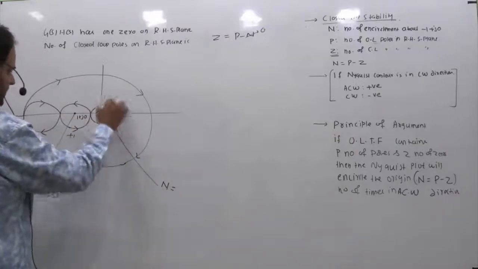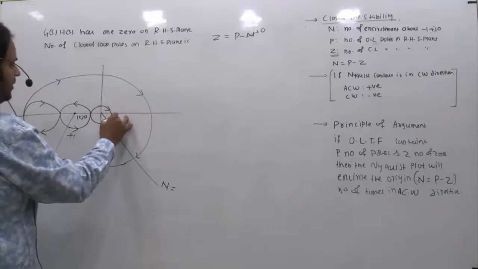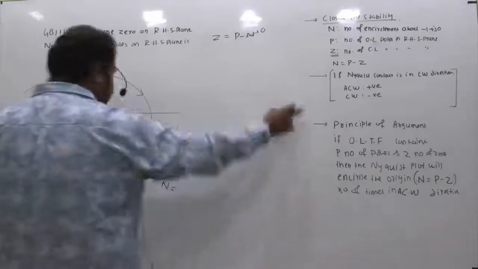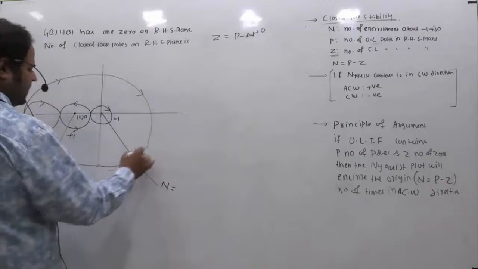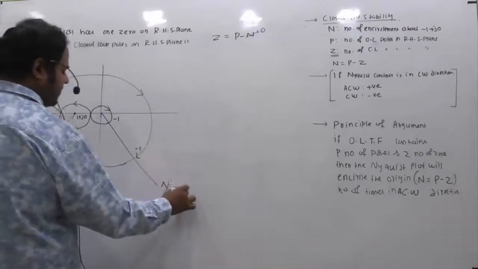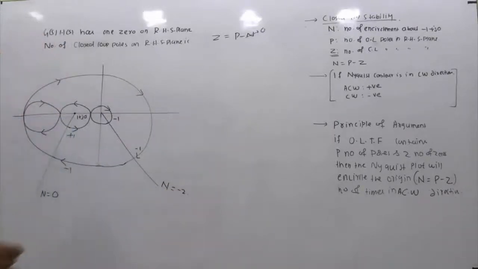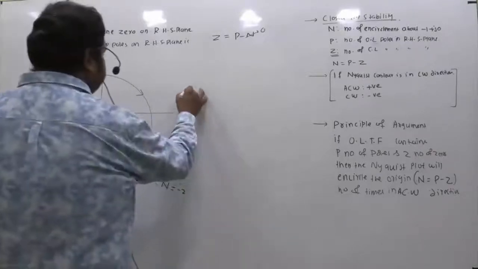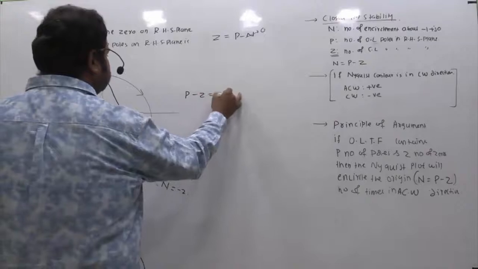One is here, you can see it is in the clockwise direction. So I will be taking it as -1 as per these conventions. Again this is -1 because again this is clockwise. So N is equal to -2. If you take N equal to -2, okay, now what is the meaning of this? Then P - Z is equal to -2.